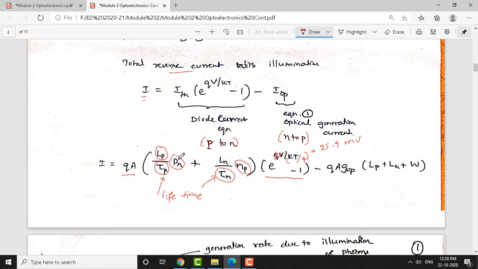So here Pn indicates the holes on the n side, Np indicates electrons on the p side. So these are the charge carriers. So this gives you the minority charge carriers. Electrons on the p side, they are the minority carriers, because this entire current is due to the minority carriers, because it is a reverse saturation current till here. Okay. So therefore this is the reverse saturation current.